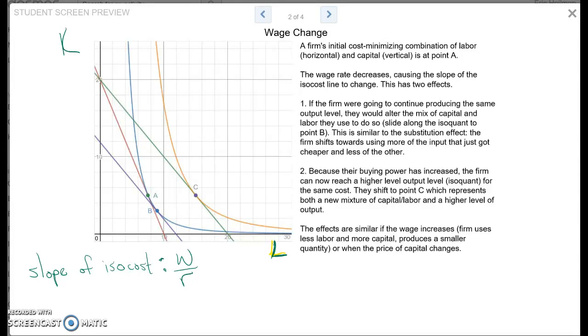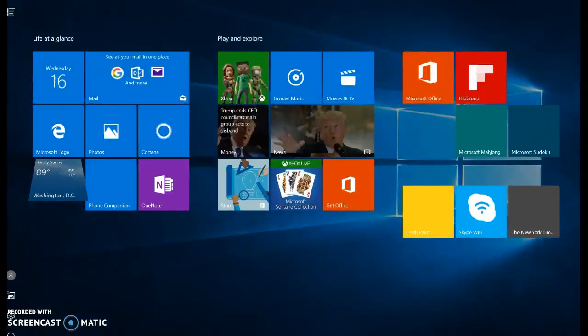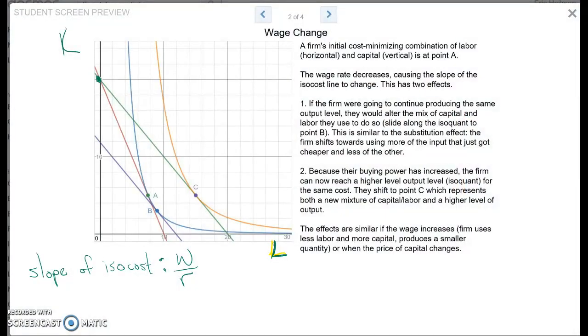We're still going to, if we only used capital, we would still be at 20 units of capital. But now if we only use labor, instead of 10 units of labor, we'd be able to afford 20 because the wage rate got lower, so we could afford more labor if we only wanted to use labor.